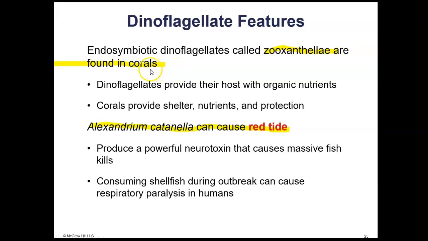Sometimes it's fake, but sometimes it's real. Anyway, so there are dinoflagellates that live symbiotically within the corals, zooxanthellae. And then there are dinoflagellates that release a toxin, and it causes something known as red tide that can lead to fish kills. And it's really, really dangerous for people to consume shellfish when there is a red tide in the water. And that species is called Alexandrium catenella.